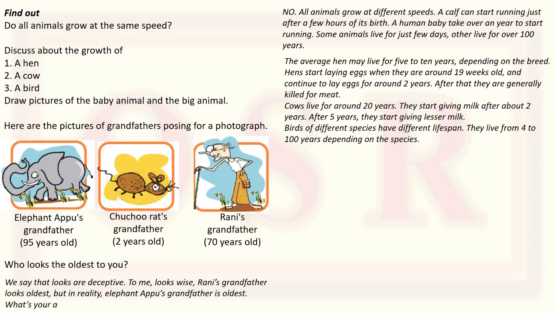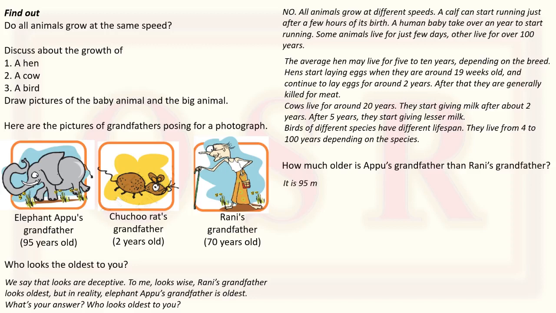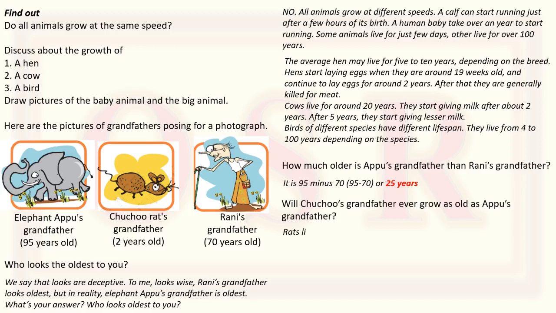Now what's your answer? Who looks oldest to you? How much older is Appu's grandfather than Rani's grandfather? So look at the picture. Number of years. It is 95 minus 70, or 25 years. Now, will Chuchu's grandfather ever grow as old as Appu's grandfather? Think, guys, about the rats. Okay, now rats live for around 2 years only. So Chuchu's grandfather will never ever grow as old as Appu's grandfather, who is 95 years old.